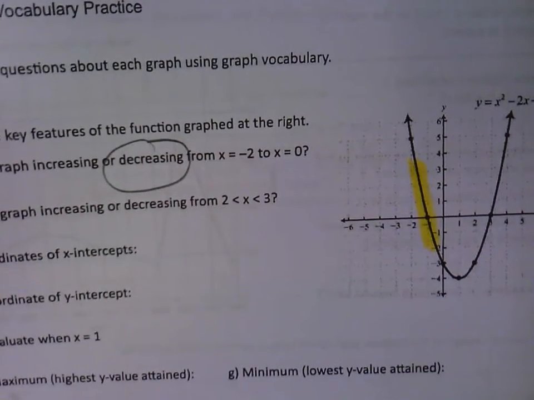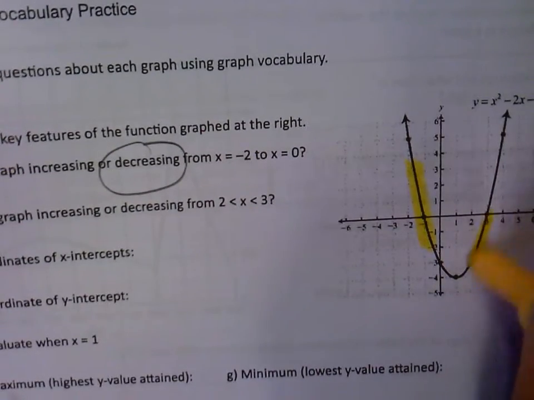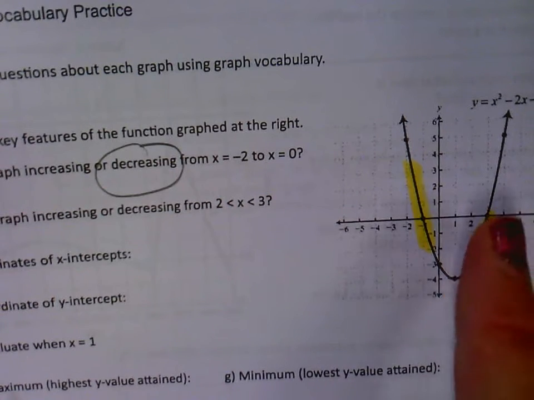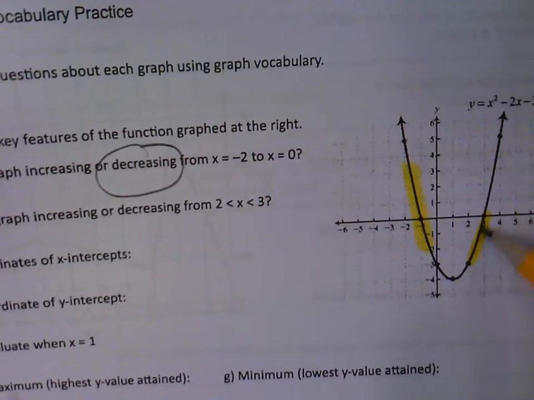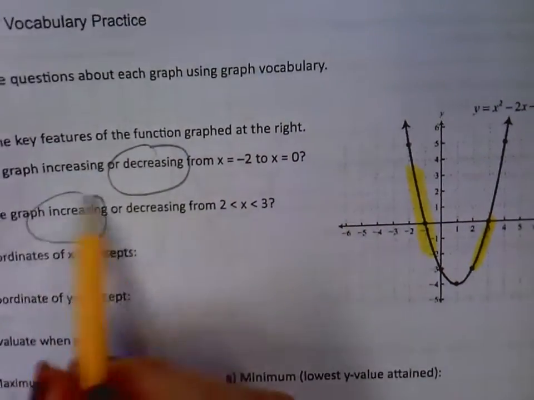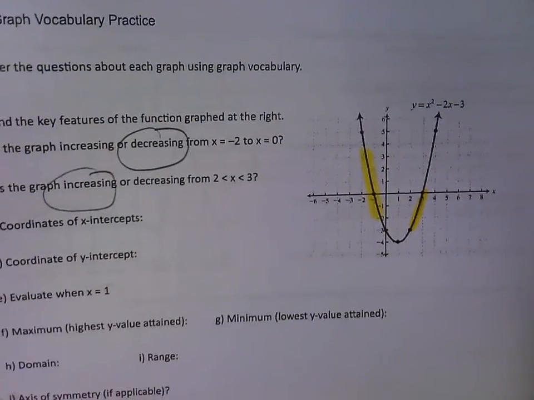All right, what about from 2 to 3? Here's 2 to 3, right? Because I'm looking on the x-axis between 2 and 3. What's this part of the graph doing? Right here. So as I read it from left to right, it's increasing. So we need to be good at identifying where the graph is increasing or decreasing.